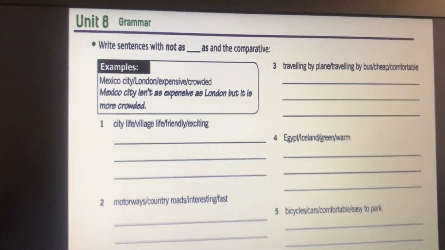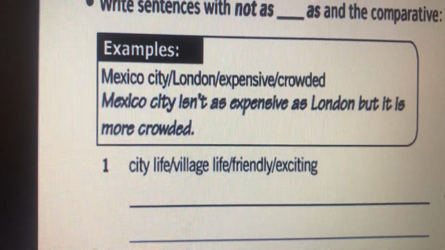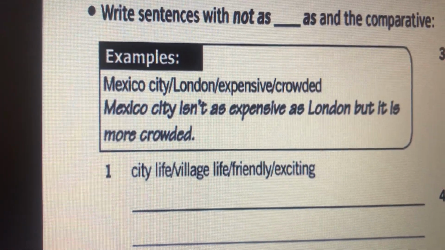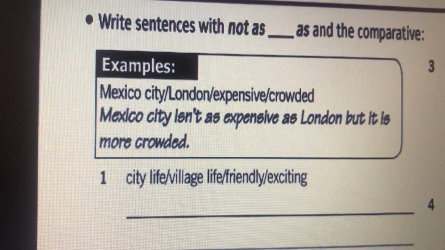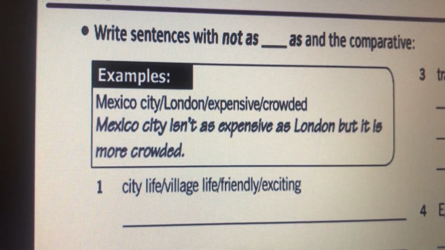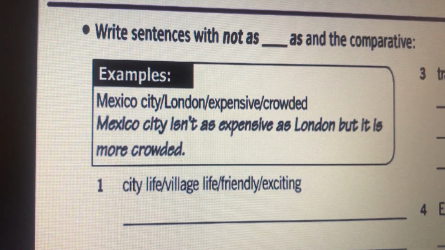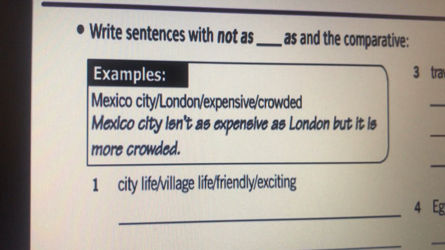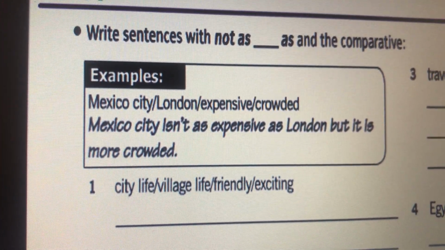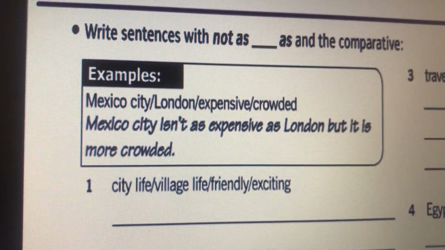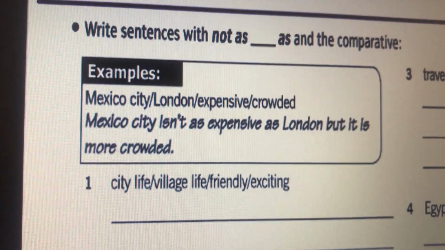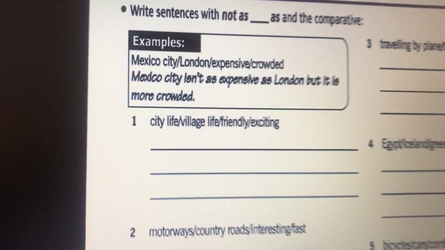Look at this. Look at this example. We are going to use not as. Mexico City, London, expensive, crowded. We have to make a sentence out of these words. Look, Mexico City isn't as expensive as London, but it is more crowded. We are going to follow this pattern, هذا النمط, and use it for the 5 sentences.